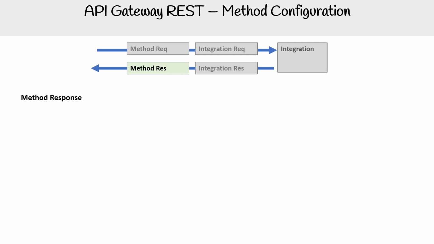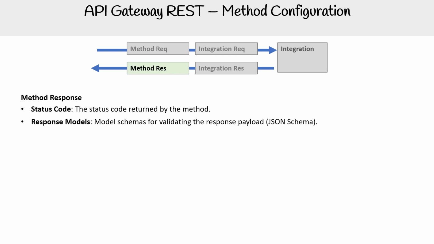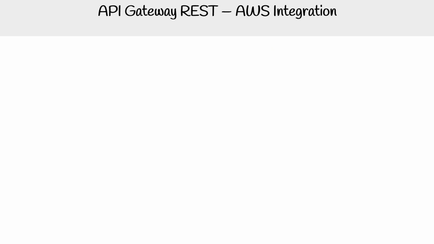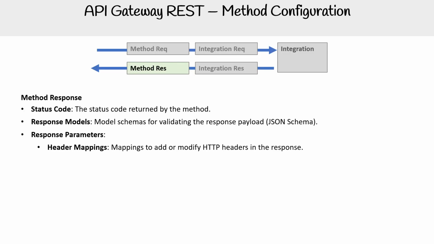Then we have our method response. We have our status code and our response models. This again is the data model enforcing what the response should look like. We have response parameters, so we can do header mappings. That was the last one. And there you go, okay?